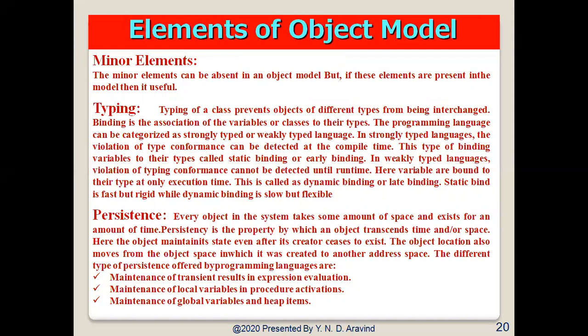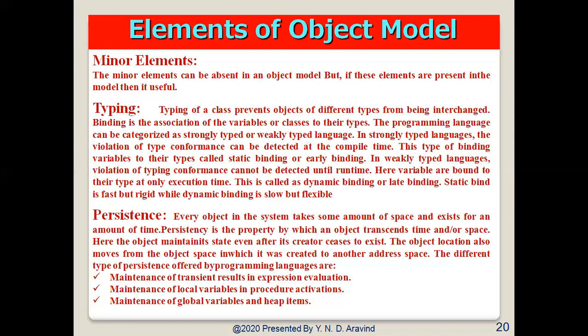Typing of a class prevents objects of different types from being interchanged. Binding is the association of variables or classes to their own type. The programming language can be categorized as strongly typed or weakly typed. In strongly typed languages, the violation of type conformance can be detected at compile time. This type of binding of variables to their types is called static binding or early binding.